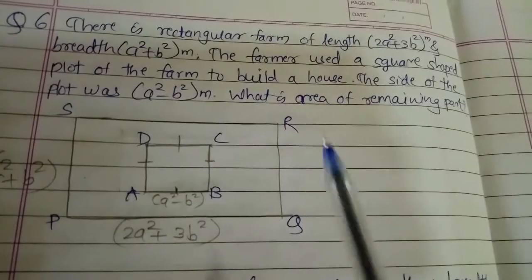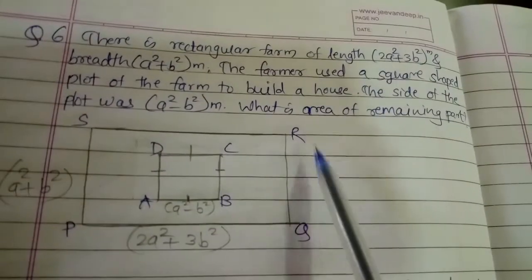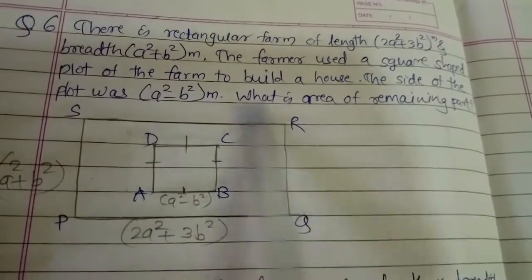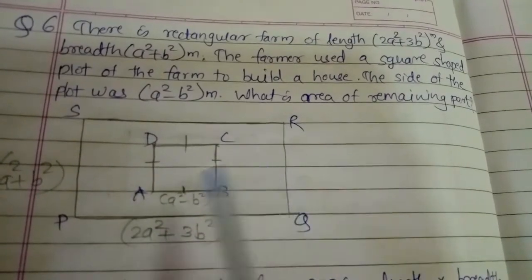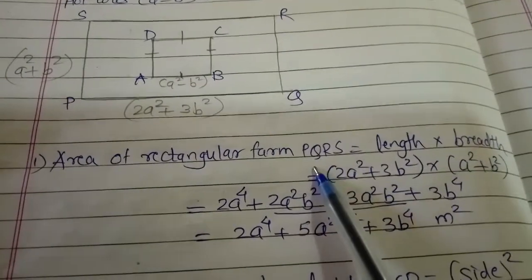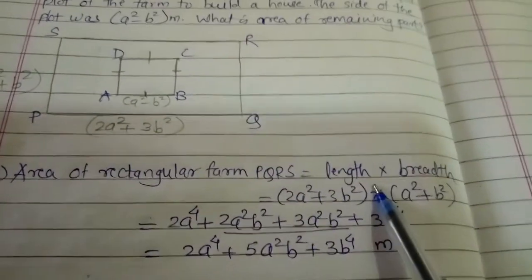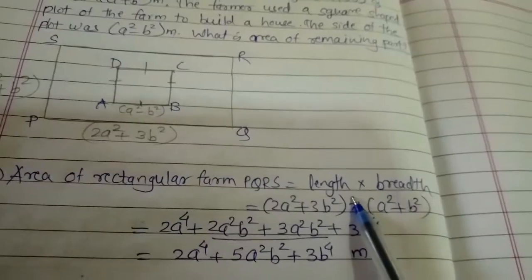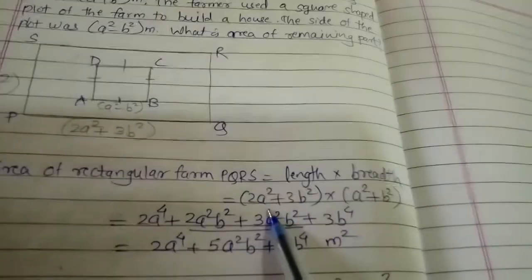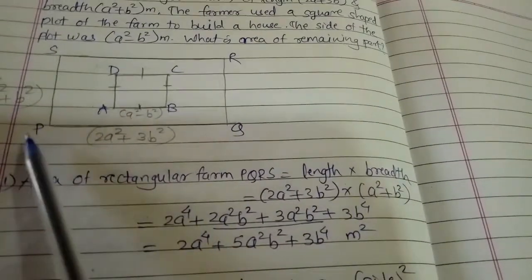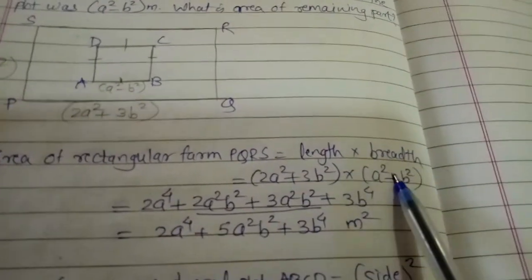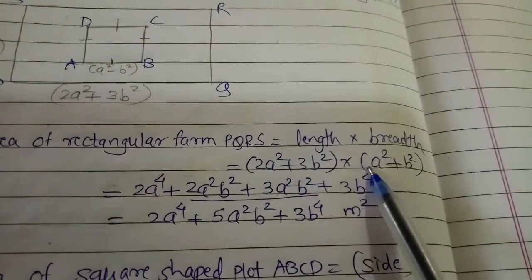So for that we have to take the area of this rectangular shaped form, that is PQRS, and also we have to find out the area of this part, and then we have to take the subtraction of these two areas. So first, the area of the rectangular form PQRS. So you know the formula of a rectangle, area of rectangle, that is length into breadth. So the length is 2a square plus 3b square into the breadth is a square plus b square. And now you have to take the product of these two brackets.